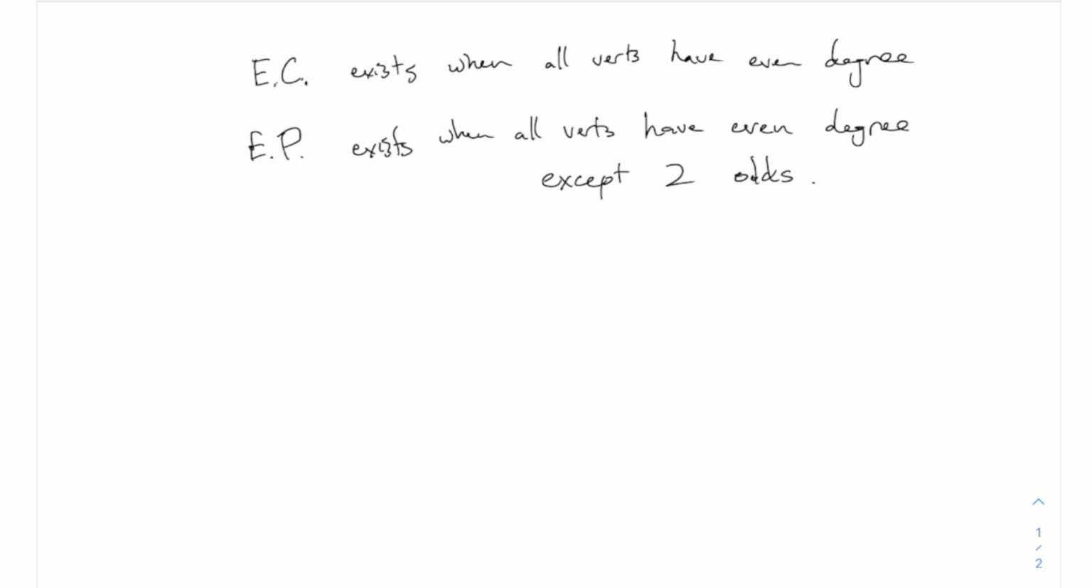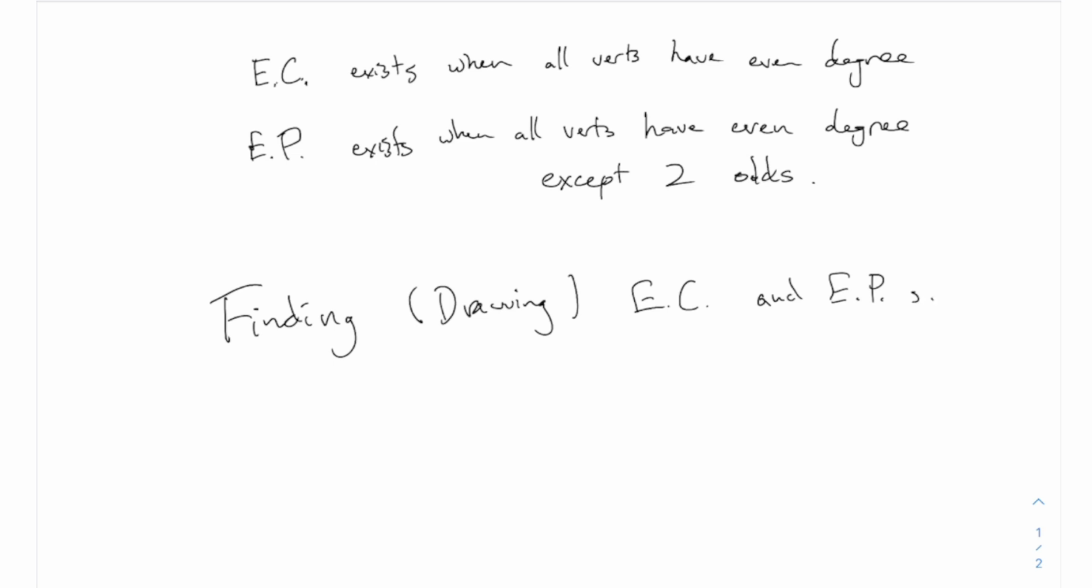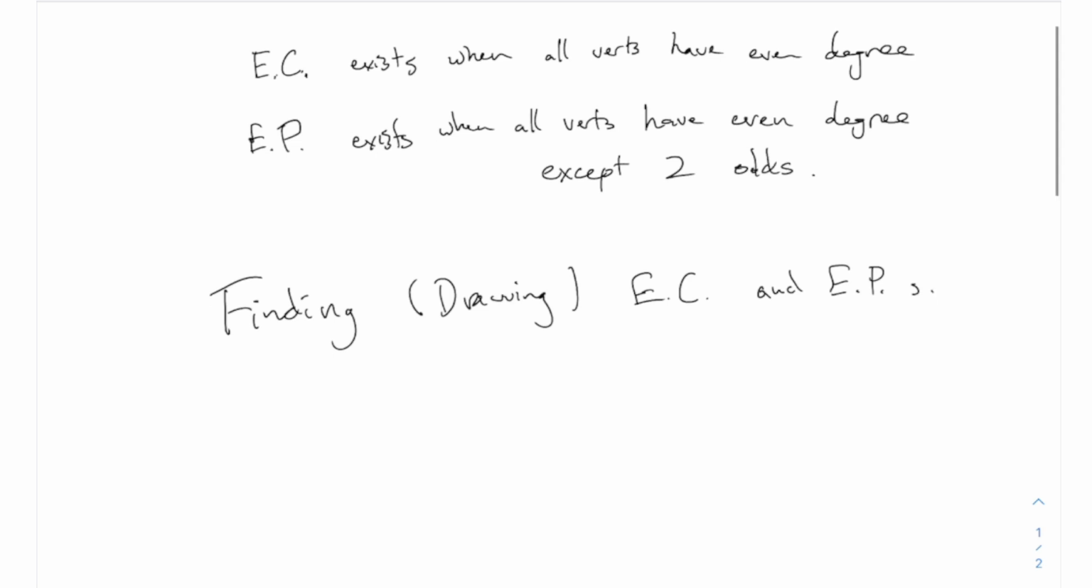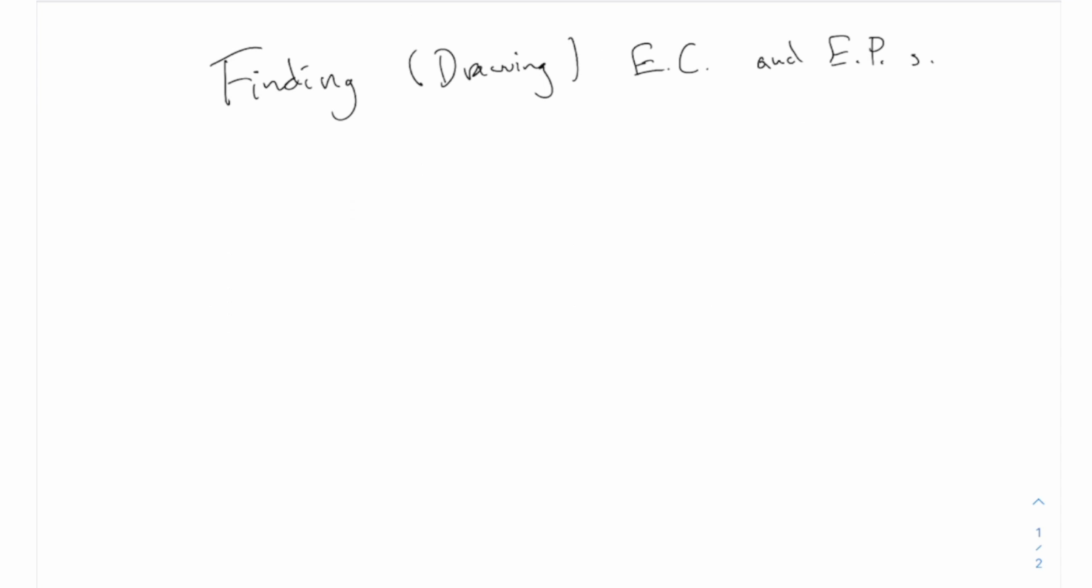There is a more complicated question, which is how do you actually draw an Euler circuit or Euler path? If you already know that it exists, how do you actually find it? So that's what we're going to talk about today, is finding or drawing Euler circuits and Euler paths. It's easy to tell if it exists or not, but how do you actually draw it given that you know that it's going to exist? All right.